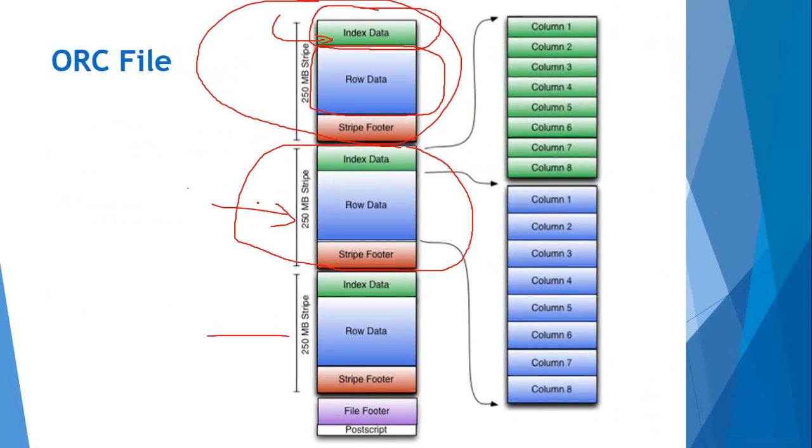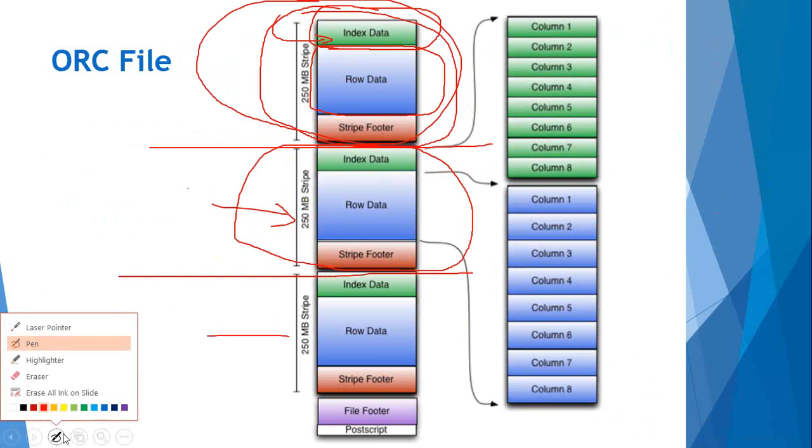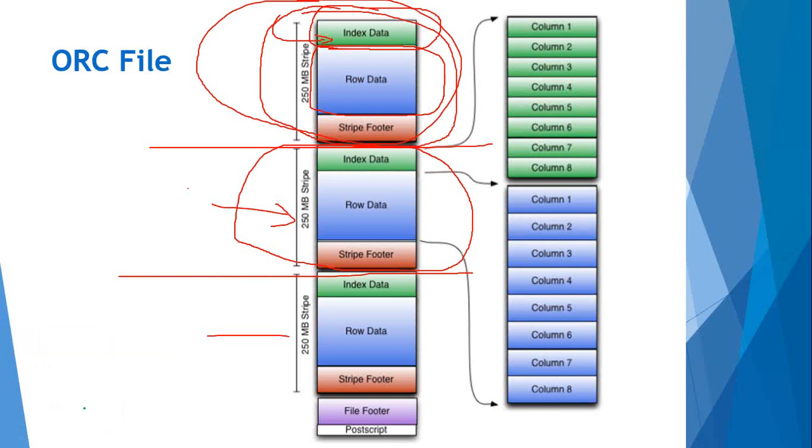Preet, you can see your data is divided horizontally as well as vertically, as I told you in the RC file format. So similarly, your data is again divided vertically and horizontally. There are blocks, these are the blocks, and this is your real data. Let me use another color. Green. So this is your real data.